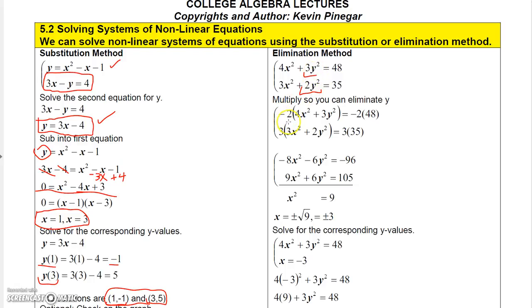So I need to multiply everything in the first equation by negative 2, and that'll give me negative 8x squared minus 6y squared minus 96. And then I multiply everything in the second equation by 3, and that'll give me 9x squared plus 6y squared, and then 3 times 35 is 105.